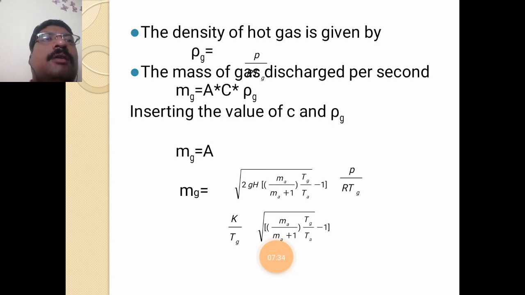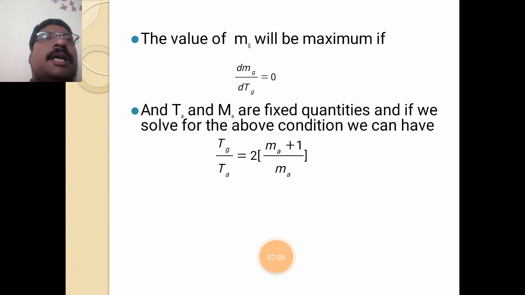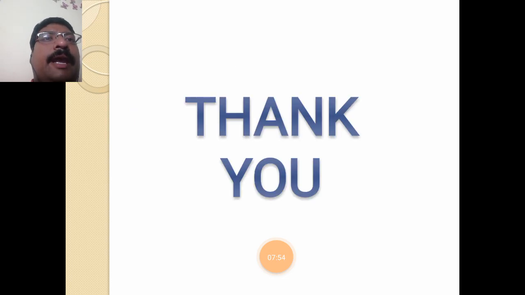Now to determine the maximum condition, dm by dTg is equal to 0. Ta and Mg are fixed quantities. If you solve the above equation, we get the maximum condition Tg by Ta is equal to 2 into (Ma plus 1) by Ma. That is the condition for maximum discharge.